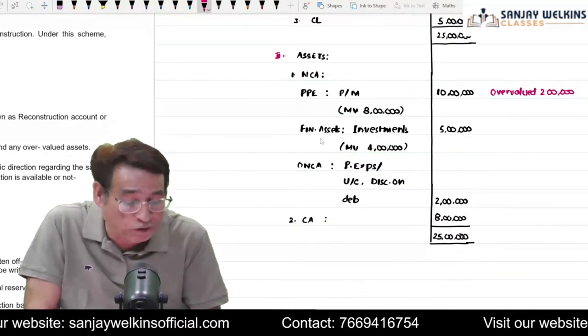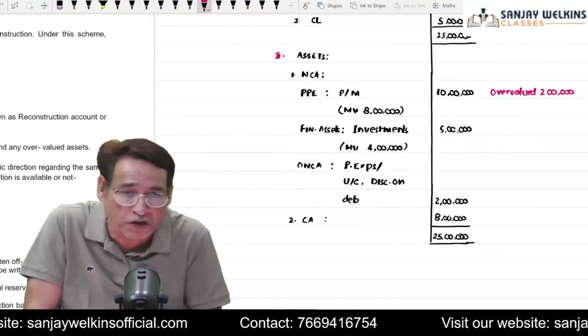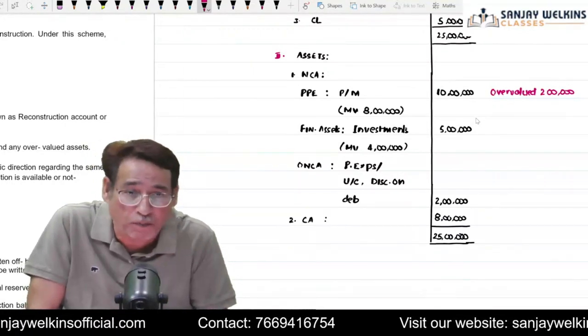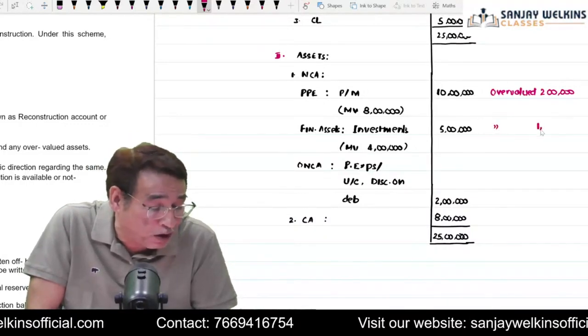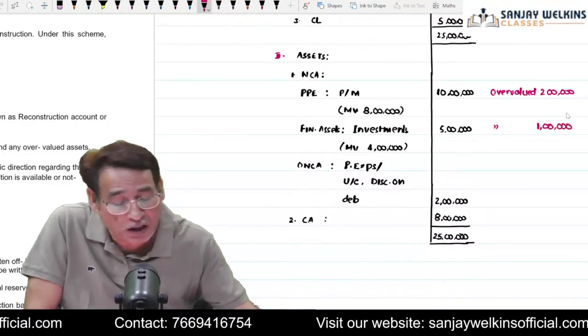Similar is the case with financial asset investment. As you can see, investment in the outer column is being presented by this particular concern at rupees 5 lakh, whereas the market value happens to be just rupees 4 lakh. So again, it is a case of overvalued by rupees 1 lakh.